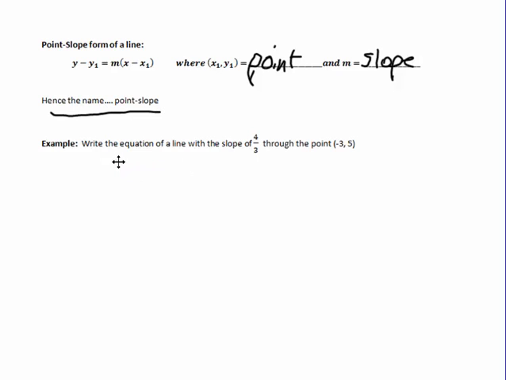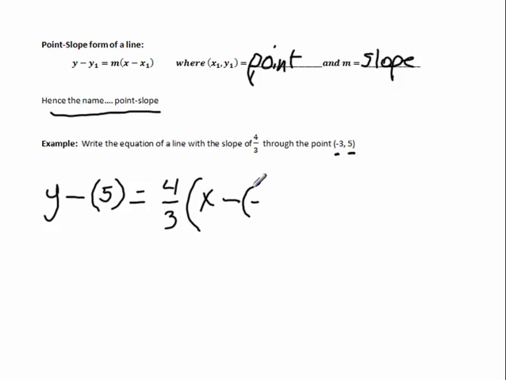The example asks us to write the equation of a line with a slope of 4/3 through the point (-3, 5). Again, this is my x value of -3, my y value of 5. So y is just y, so it's going to be y minus, and then I want to use these parentheses because sometimes negatives can trip us up. And that's equal to my slope, which is 4/3, times x minus, and again with our parentheses, -3.